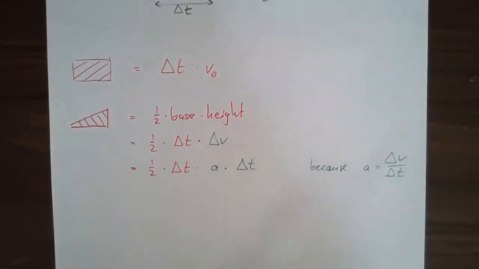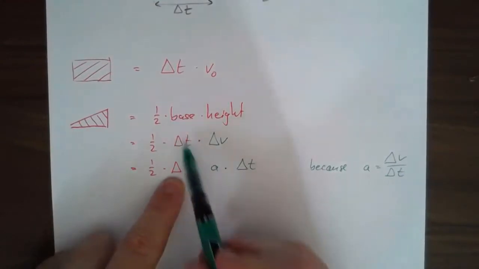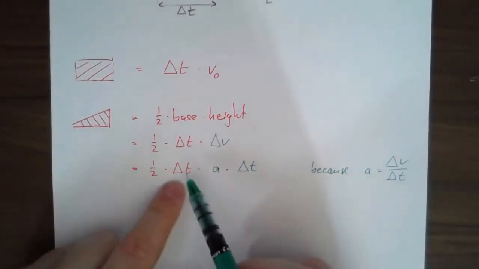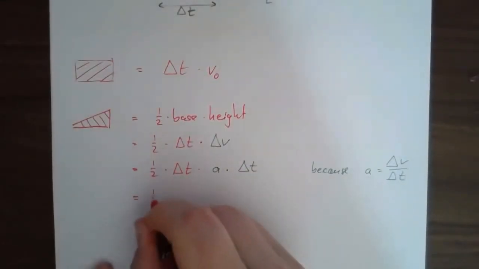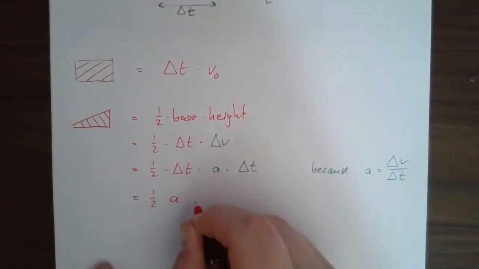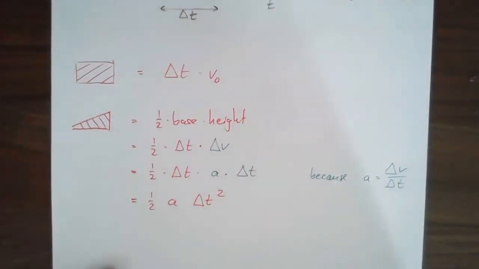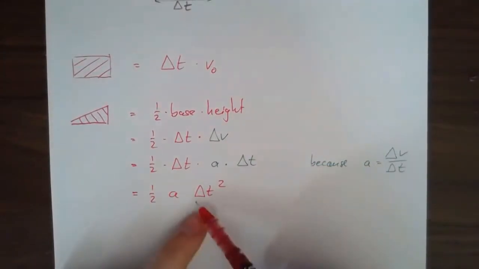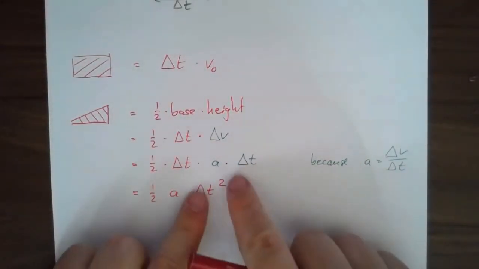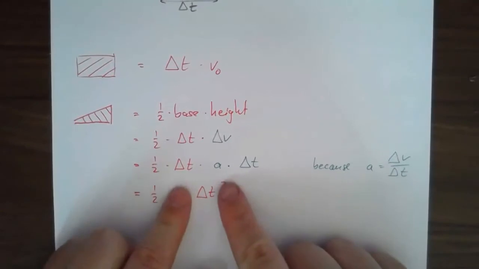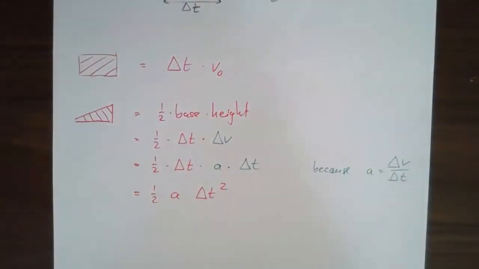Which then means I can combine those. There's a delta t here from the base, and a delta t here that's part of the height. So we get a delta t squared. Now my color coding fails because I want to combine the two delta t, so I'm just going to go all red now. 1/2 a times delta t squared. Remember, delta t is like one symbol. It's not delta of t squared, but delta t squared. You read delta t as one thing.